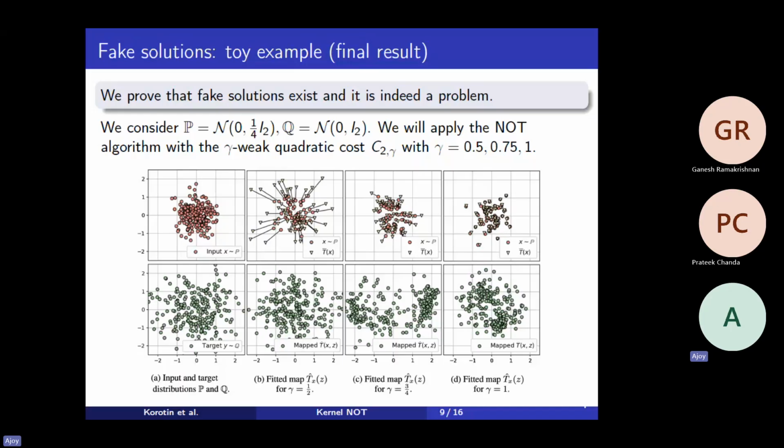But what happens is that as you increase gamma, due to the cost function we have formulated, with higher values of gamma the distribution doesn't look at all like what we were expecting. So this is in some sense a fake solution. And the other problem, one thing is that again the cost is still minimized, but now the map learnt is wrong.